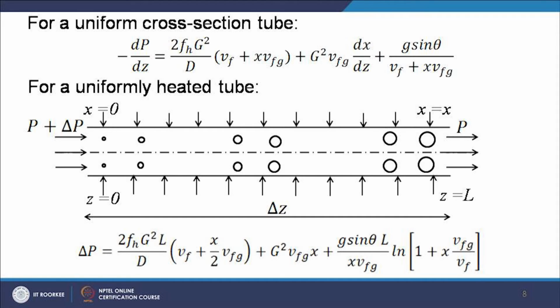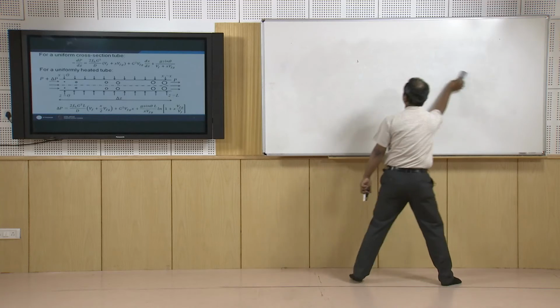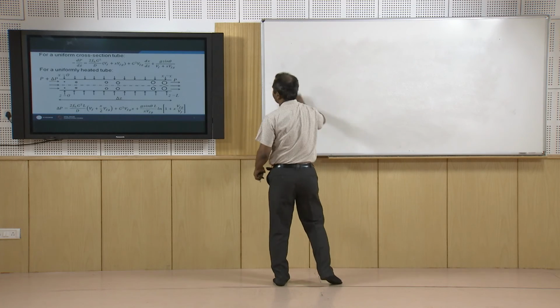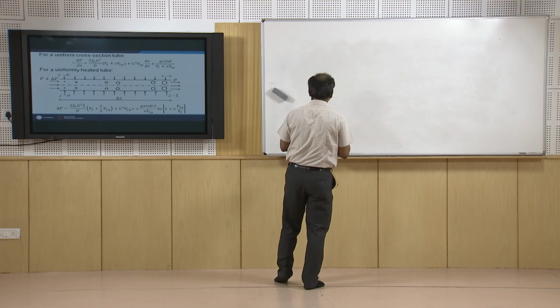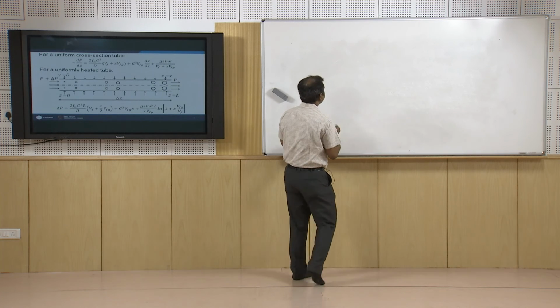So, for this type of situation, if we have to find out the pressure drop in the pipe, P plus del P to P. So, del P is the pressure drop. We need to integrate this equation for the total length of the pipeline. So, let us do that and find out how the pressure drop can be obtained. In this equation I will take term by term and see how dP dz is changing.